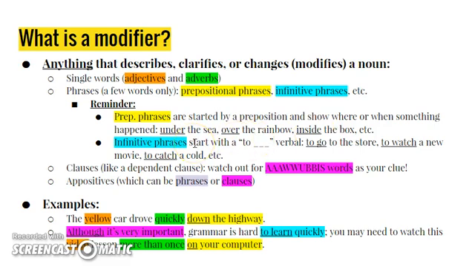Infinitive phrases start with a to plus a verbal. To go to the store, to watch a new movie, or to catch a cold are all infinitive phrases that include not just the infinitive, but any other words that go with it. And again, you can watch a verbals video if you need more help on that.